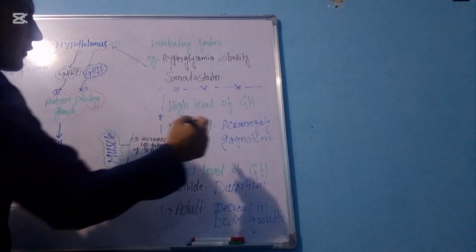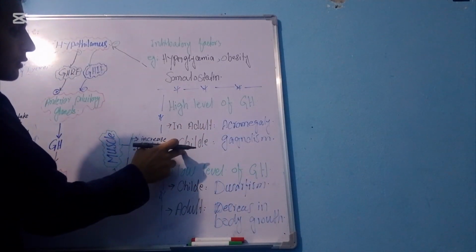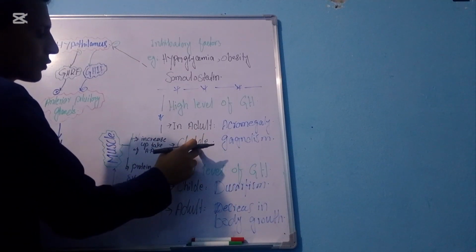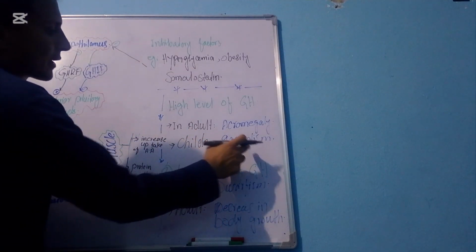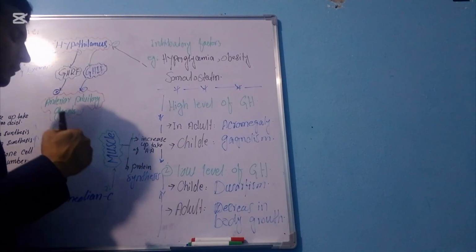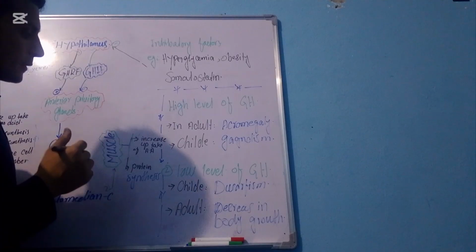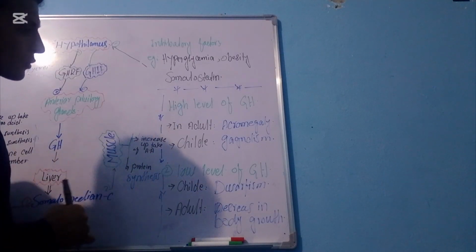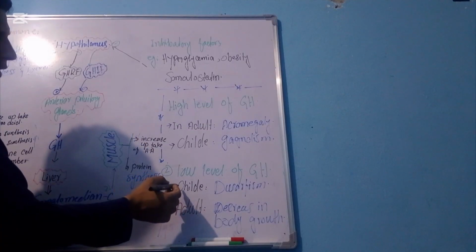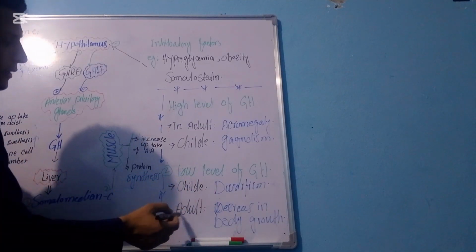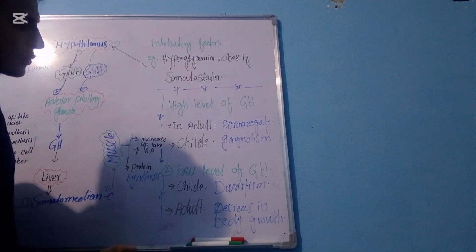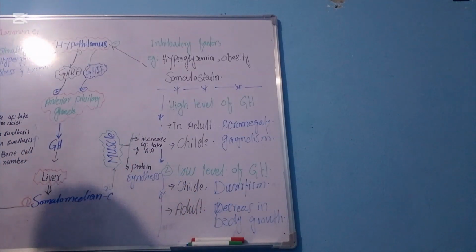And the acromegaly person, while in childhood, when the growth hormone concentration is high in childhood, this condition we call gigantism. In gigantism, the child will grow more than a normal person. When the growth hormone level decreases from normal, in a child it causes dwarfism, and in an adult it causes a decrease in body growth. So this is about the growth hormone.